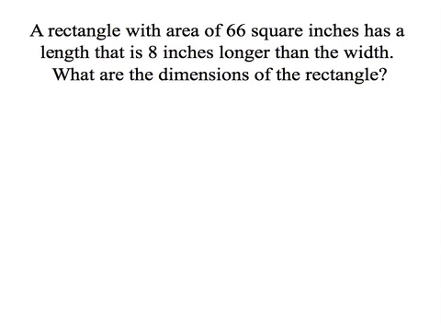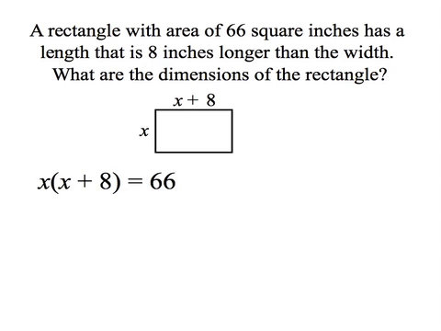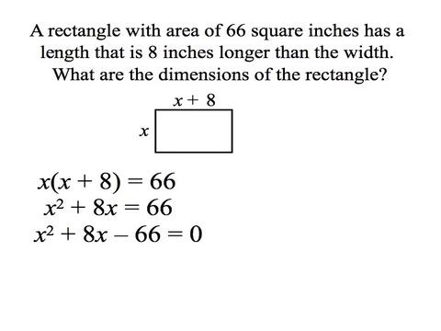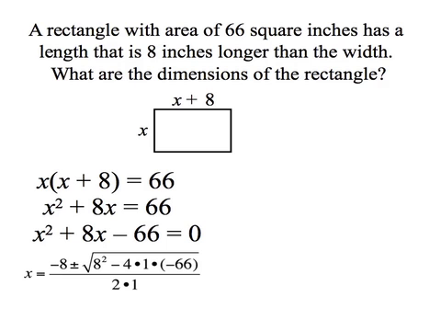Well, the quadratic formula helps here because this problem does not come out even. We draw our sketch, we label it x and x plus 8 for the width and the length. And then we set up our equation, apply the distributive property, add negative 66 to both sides, and that's not factorable. So we'll plug it into the quadratic formula. A is 1, B is 8, and C is negative 66.